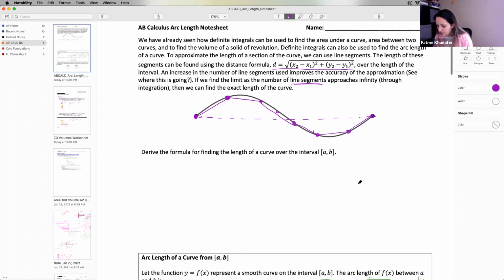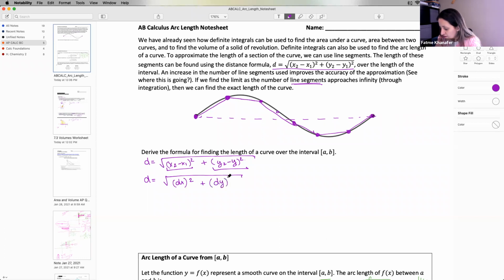So where did that formula come from? So the formula is derived from the distance formula. So we already know the distance from one point to the next is x2 minus x1 squared plus y2 minus y1 squared. Now in calculus, we know that the change x2 minus x1 is representing the change in x, and so is y2 minus y1 representing the change in y. So we're going to rewrite it like we do in calculus as dx squared plus dy squared.